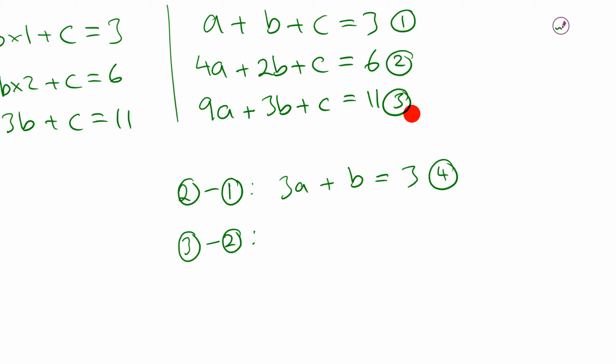So you do 9a plus 3b plus c equals 11 minus... So we're just doing a shortcut. 9a minus 4a is 5a, plus b equals 5. Cool. Let's call that equation 5. What should we do now?